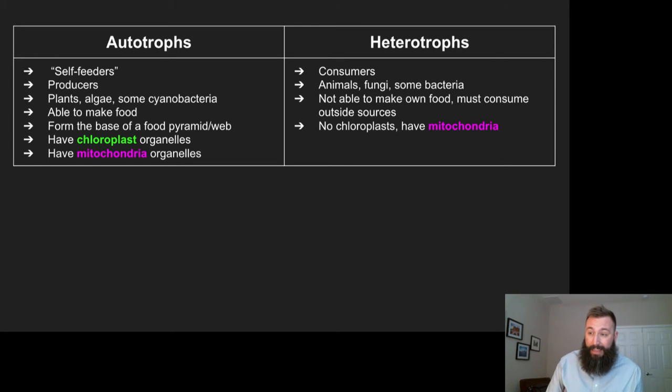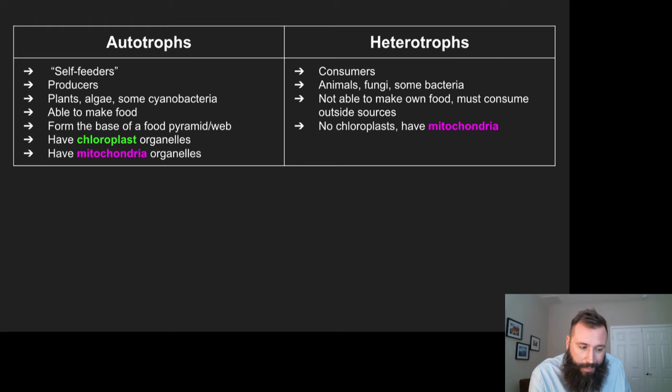Let's get started. We're going to go over some foundational stuff before we get into the light reactions. Let's talk about the differences between autotrophs and heterotrophs first. Autotrophs means to self-feed. These are the producers of our world. Examples include plants, algae, and cyanobacteria, which have pigments inside of them that can transform light energy into organic compounds, foods, right? They're able to make their own foods.